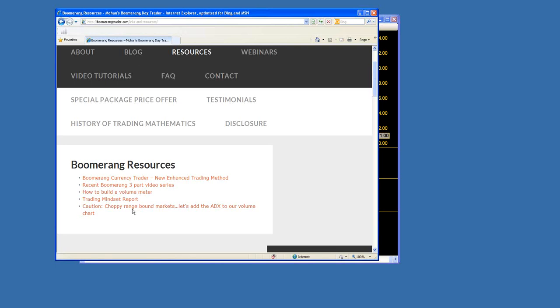Let's add ADX to our volume chart. Those two articles will show you exactly how to build a volume meter. Whether you buy Boomerang or not, it's free. You must build a volume meter, even if you don't have NinjaTrader, which you should. But if you have eSignal or something else, you can easily build the same exact volume meter on those. You must know where the volume's going every day to avoid choppy markets, and what levels on ADX and volume are going to tell you in crystal clear visual language: stay out, there's not enough going on here.